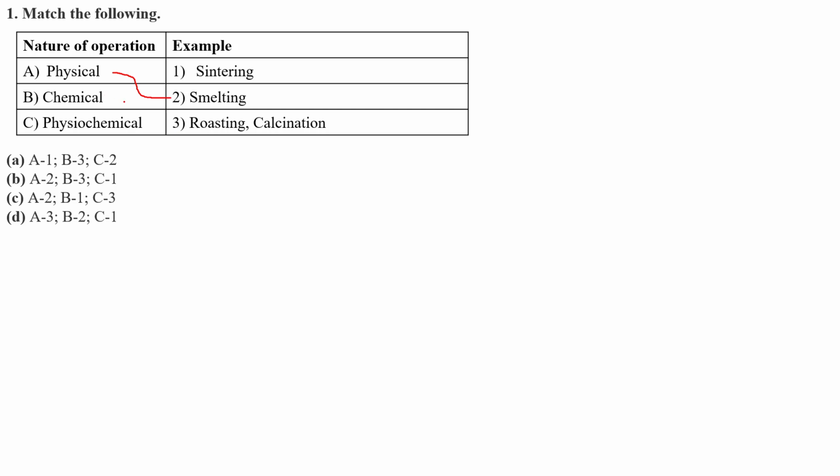Then there is chemical operation. Chemical operation is like roasting and calcination, because the composition of that particular compound is going to get changed. Then physiochemical operation is like sintering.